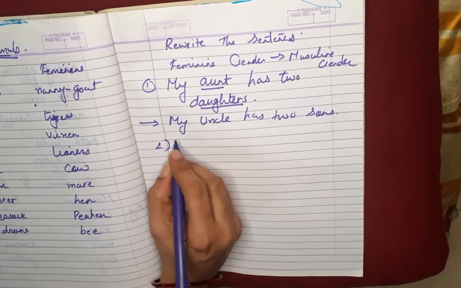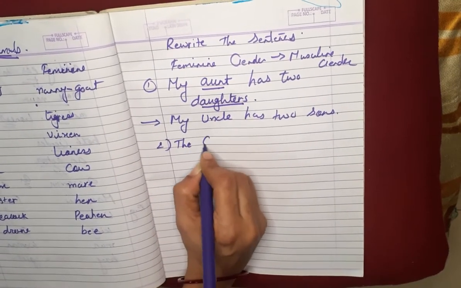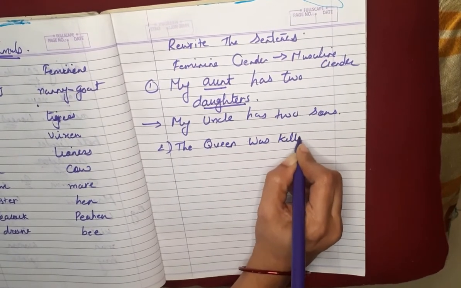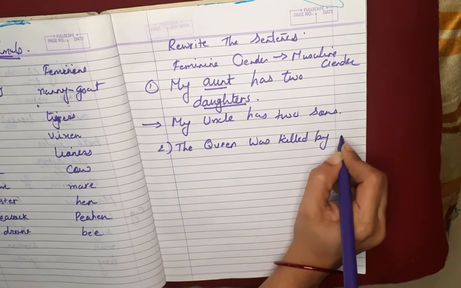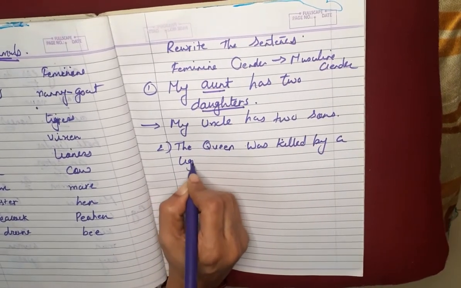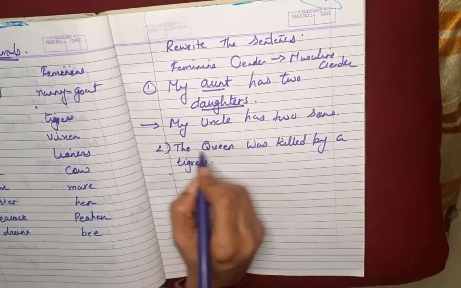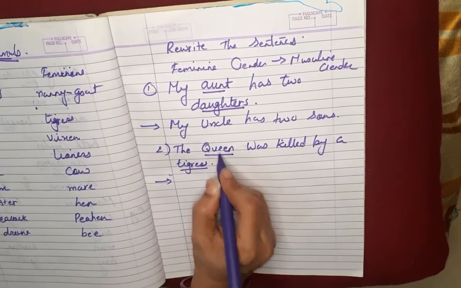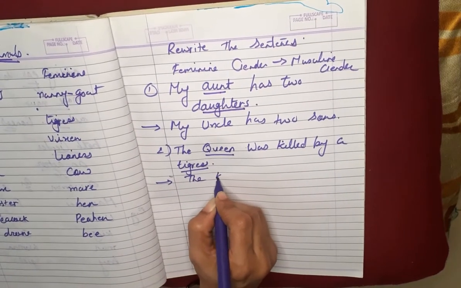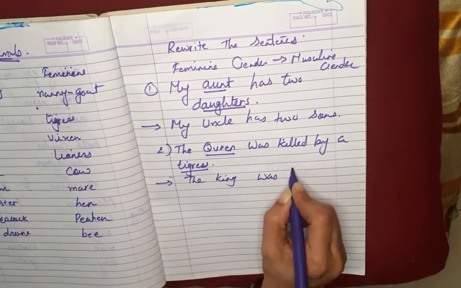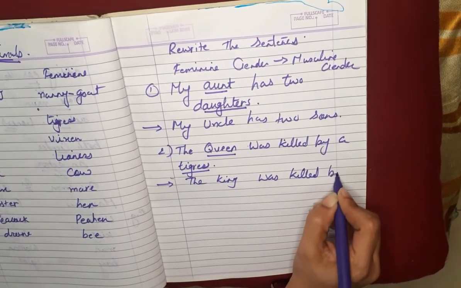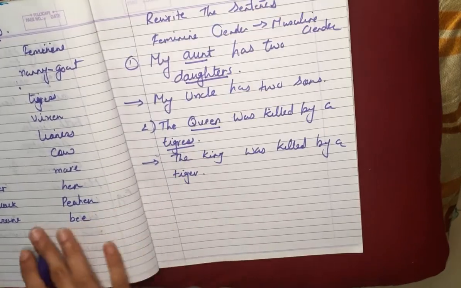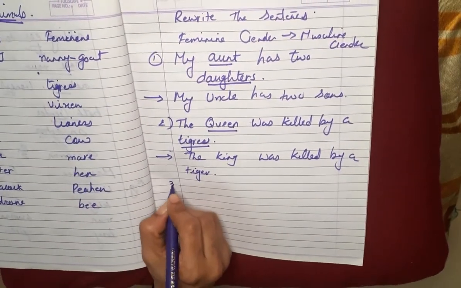Next. The queen was killed by a tigress. We have to convert the queen into king. The king was killed by a tiger. Tigress into tiger. Okay. Next, third one.